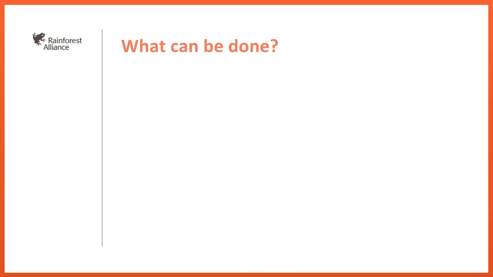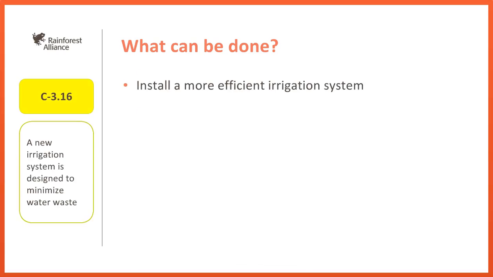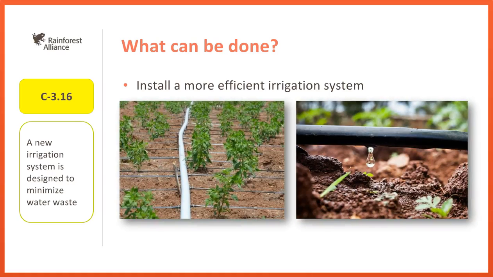If you are going to install a new irrigation system, consider installing an irrigation system that is more efficient in use of water. Drip irrigation is excellent in optimizing water use because it only wets the part of the soil where the crop's roots are. Therefore, almost all the water that is applied is absorbed by the crop.